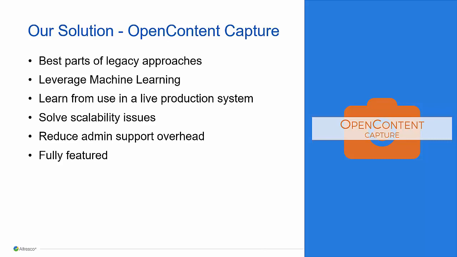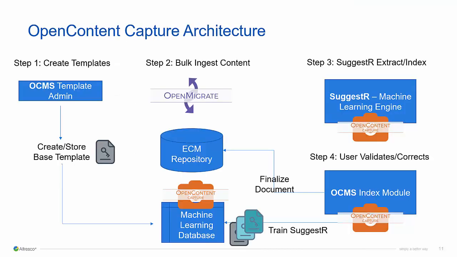Additionally, since Open Content Capture is integrated with OCMS, users have access to the whole sphere of OCMS features, including search, enterprise content viewer, forms, workflow, and reporting. To use Open Content Capture, the first step is to create a base template for a type of content that's going to be coming into the system. For the rest of this video, we'll use invoices as an example. So this would mean a user basically taking an existing invoice, uploading it to the OCMS template admin, and then setting up the zonal and key value configurations. The second step is bulk ingesting content into Alfresco using TSG's migration tool, OpenMigrate.